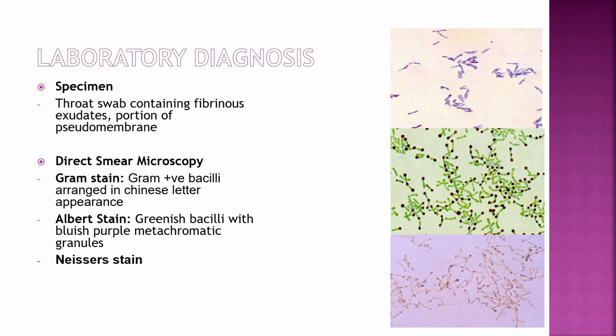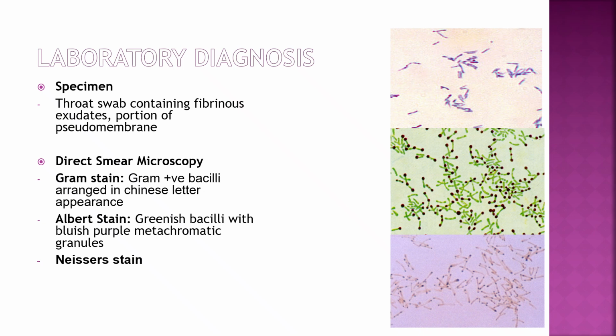The first step after the specimen collection is direct microscopic examination. It can be done by different staining methods. First, Gram staining. In that you can see gram positive bacilli arranged in a Chinese letter pattern, that is V or L pattern, and irregular staining with clubbing at the ends of the bacteria. In Albert stain, the bacilli are green in color, and at the ends you can see metachromatic granules. They are stained bluish black in color.